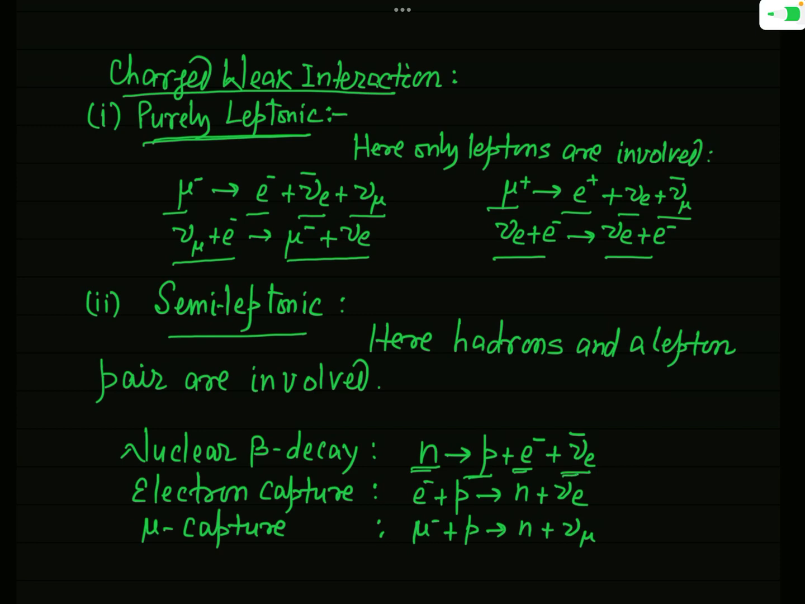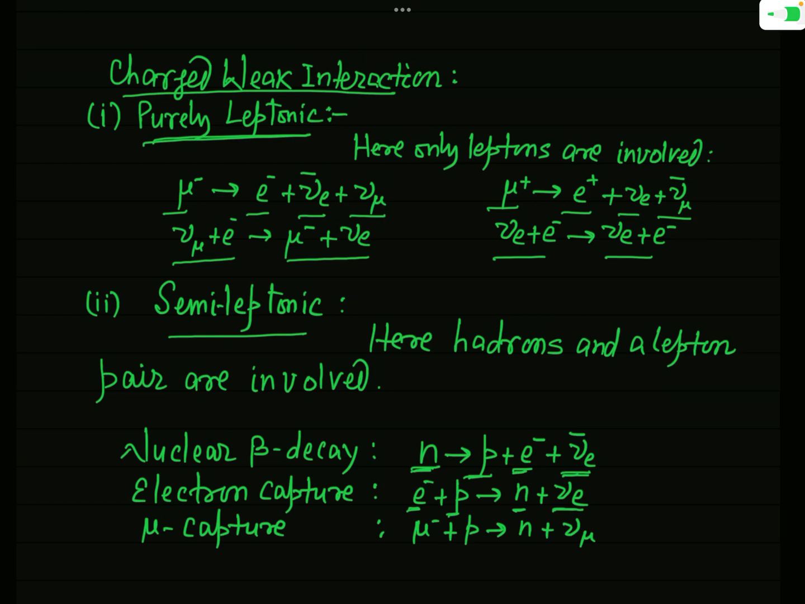So you can see that a pair of hadrons, neutron and proton, are involved in this reaction, and at the same time the other pair is of leptons, e minus and nu e bar. Okay. Now another example of this semi-leptonic weak interaction is electron plus proton gives neutron plus neutrino. Here again you can see neutron and proton, this is just a pair of hadrons, and electron and neutrino is a pair of leptons.